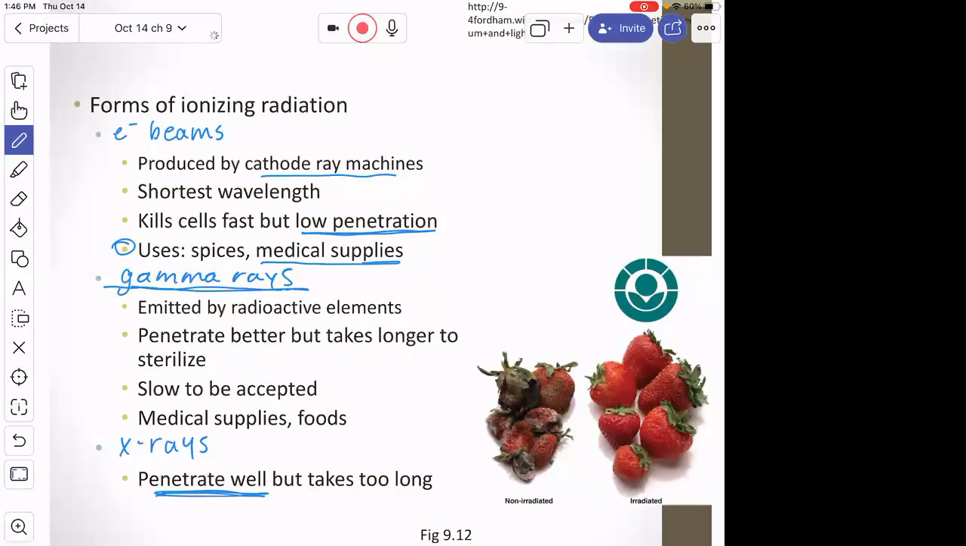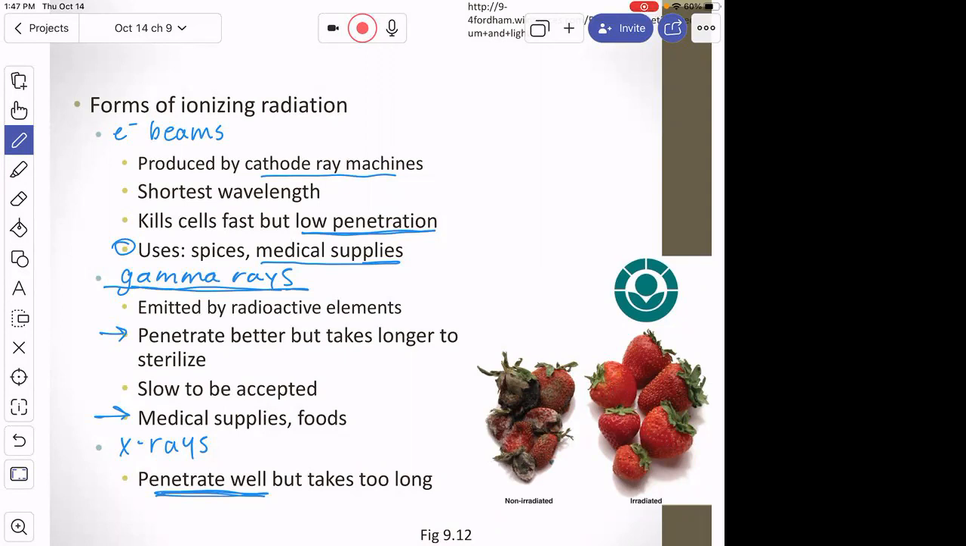So that's the thing that scares people, though. Gamma rays come from radioactive elements, but when something is hit with a gamma ray, it doesn't mean that it makes that thing radioactive, which people kind of associate in their head. Gamma rays penetrate really well, so they can penetrate into solids. It takes a little while for that to happen, but it penetrates really well. Again, there's potential here, not only to sterilize medical supplies, but to shine gamma rays onto food to get them to have a longer shelf life.